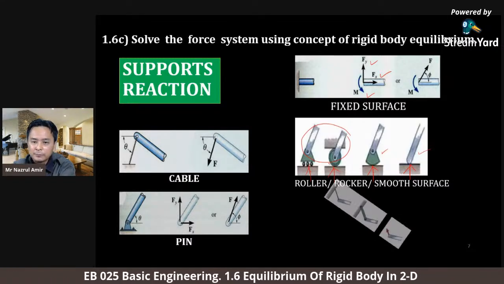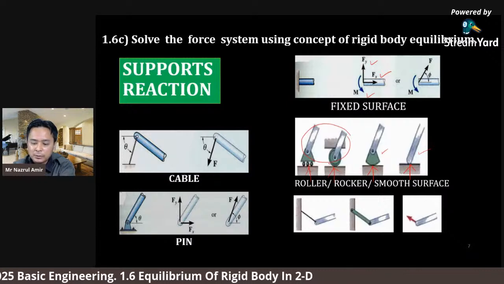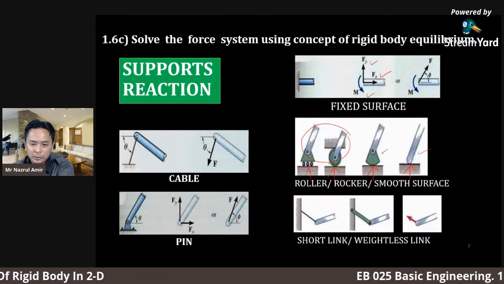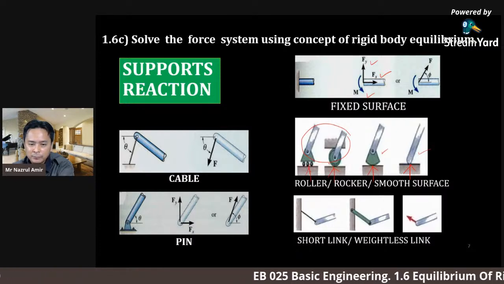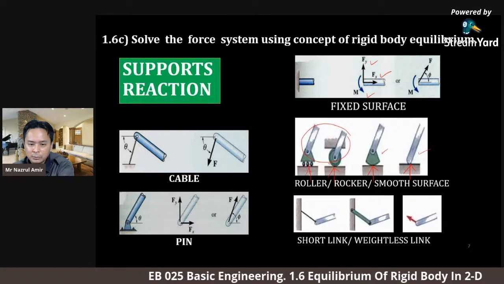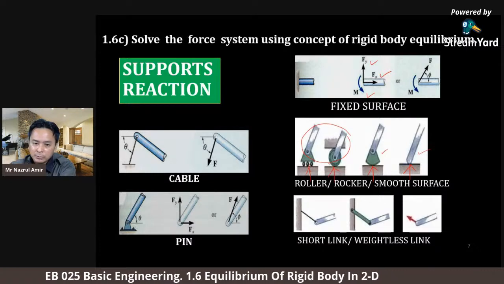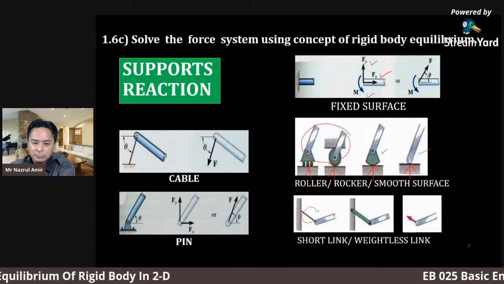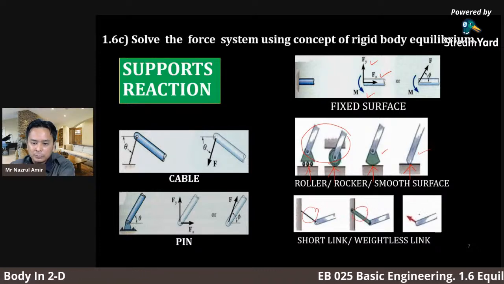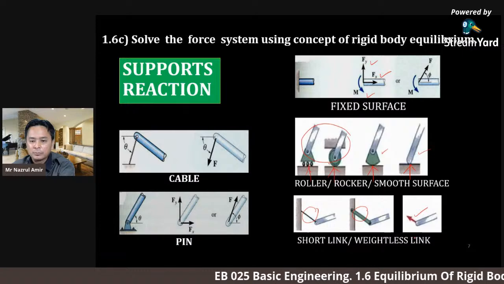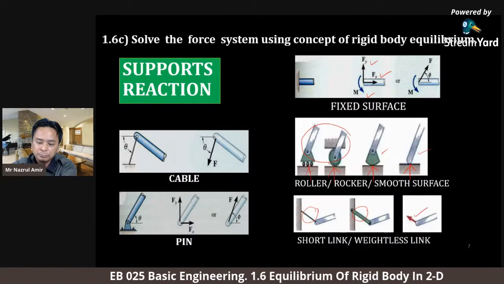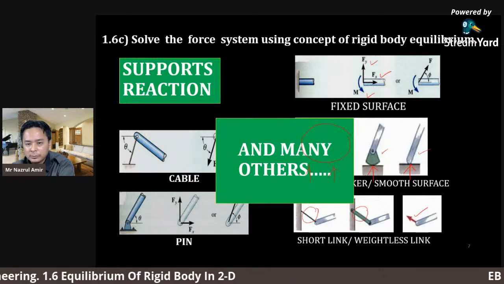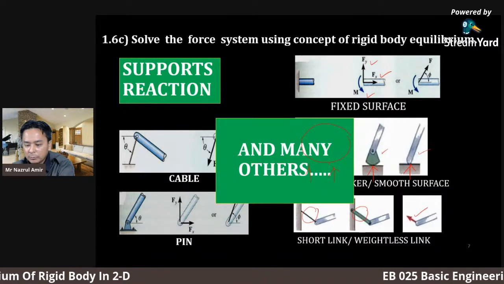And then we also have this type of support. This is a short link or weightless link. A short link and weightless link will behave similar to what we have in a cable. It means that we just replace the link with the reaction force, in the same direction. And there are many more supports available in the equilibrium of a rigid body.